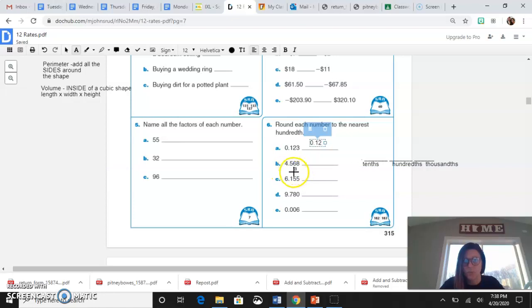For the next one, 4.568, is it going to be 4.56 or 4.57? Look at the next number. It's 5 or higher, so that 6 is being rounded up.